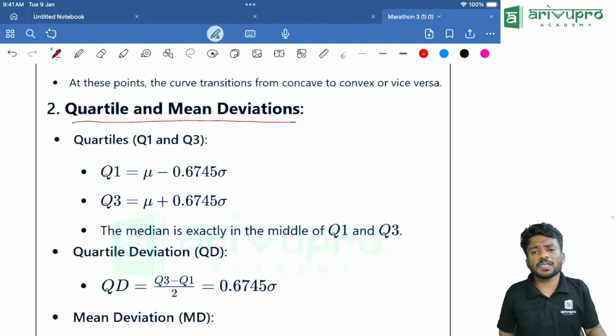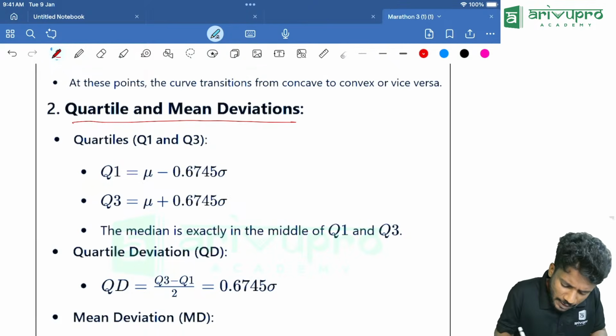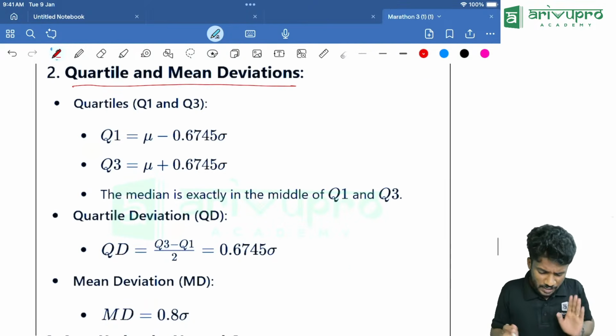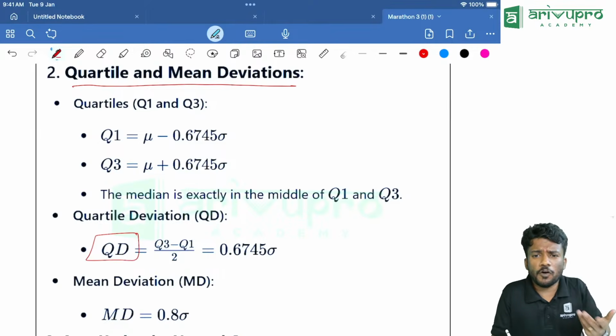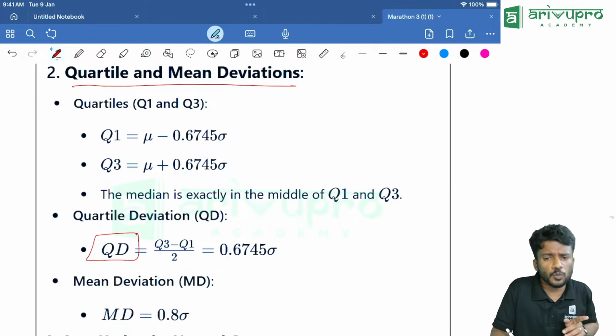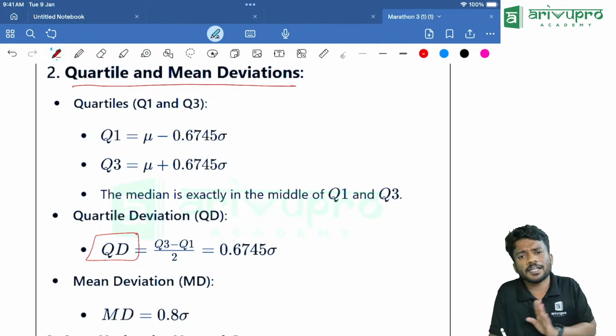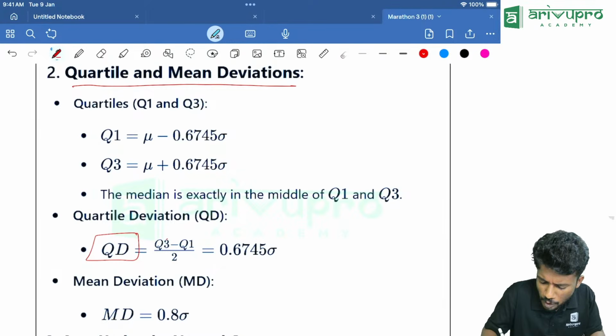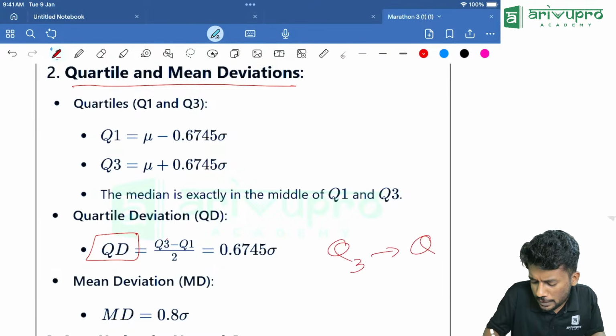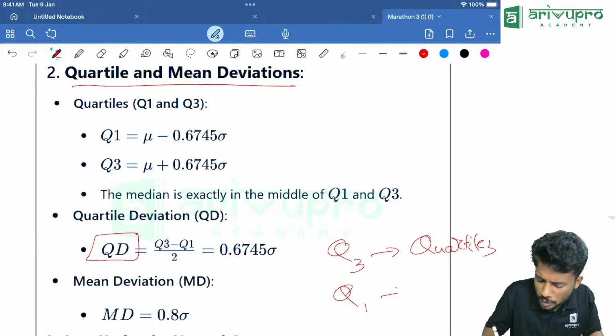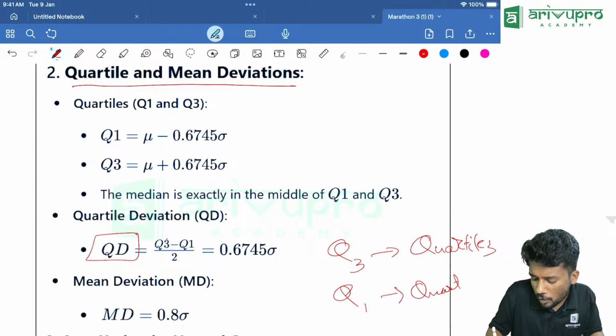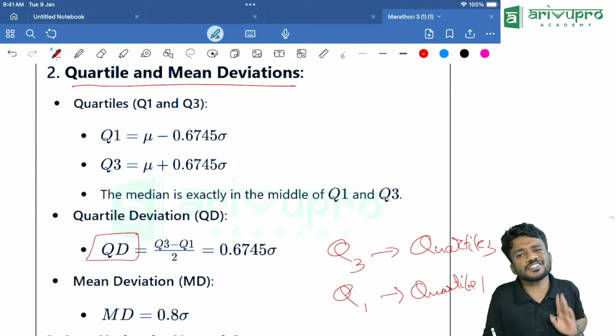Now people, look into certain things. Quartile and mean deviation. So we need to find the quartile deviation. The quartile deviation formula we studied in chapter 14 is Q3 minus Q1 divided by 2. What is this Q3? Q3 is nothing but quartile 3. Then Q1 is what? Quartile 1 or the first quartile.